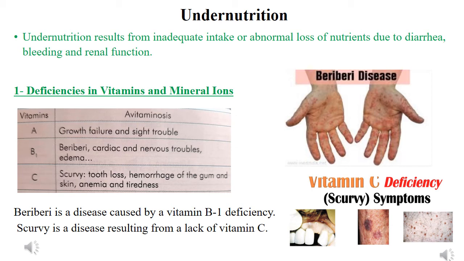However, scurvy is a disease resulting from a lack of vitamin C. It can lead to anemia, exhaustion, spontaneous bleeding, pain in the limbs and especially the legs, swelling in some parts of the body, and sometimes tooth loss.